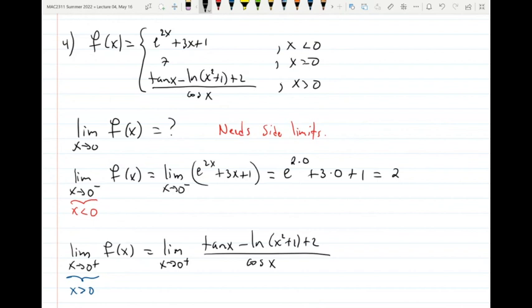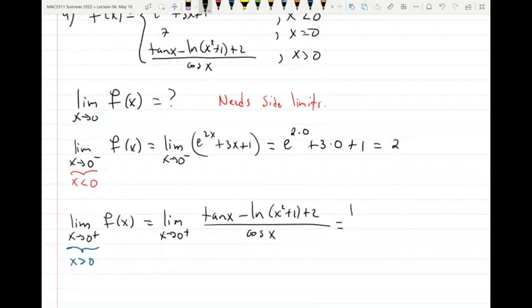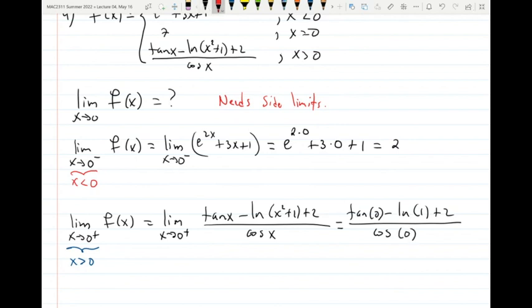And indeed, here just plugging in and that's it. So again, it's a fraction. Remember, plugging in the top, plugging in the bottom, and then we just plug into each of those functions. So we're going to have tangent of 0 minus ln of 1 plus 2 over cosine of 0. What's tangent of 0? It's 0. Good. What's cosine of 0? That's 1. And what's ln of 1? 0. So this becomes 0 minus 0 plus 2 over 1. So the final answer is 2.